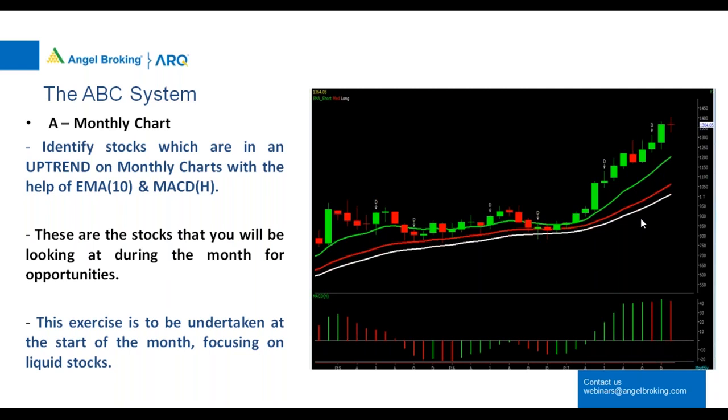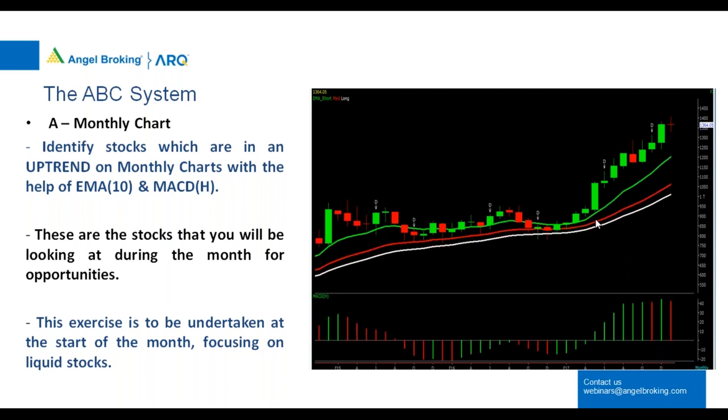So this is for positional trading. You do not need to use this for intraday trading or short-term trading or swing trading. It's not at all required. If you're looking at positional trading, which could be a few weeks to a few months, or even a few quarters, then this is what you should use.